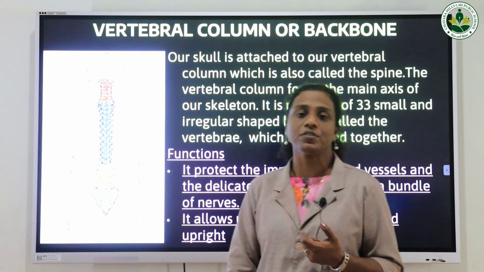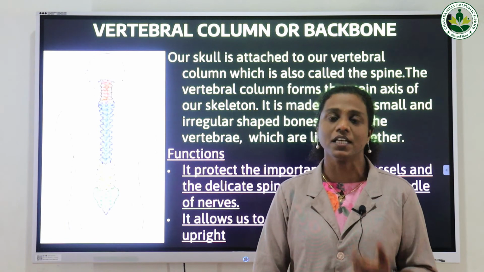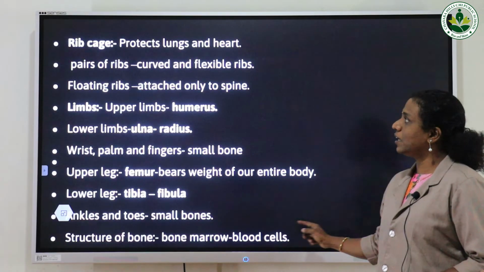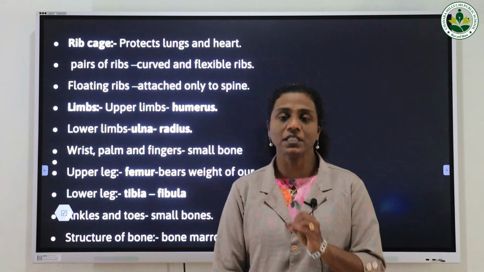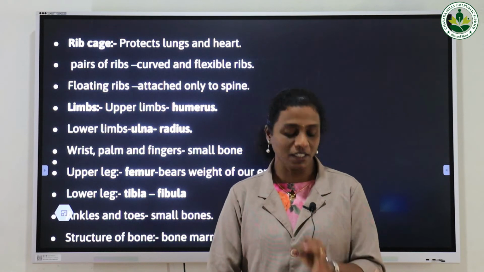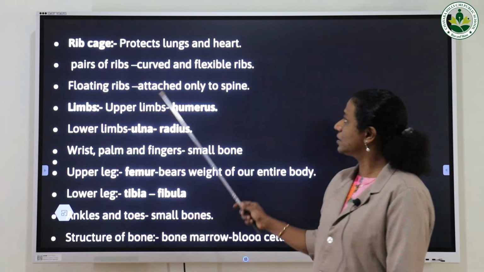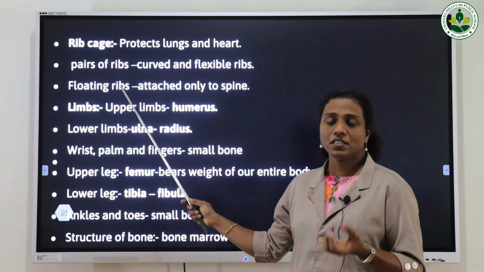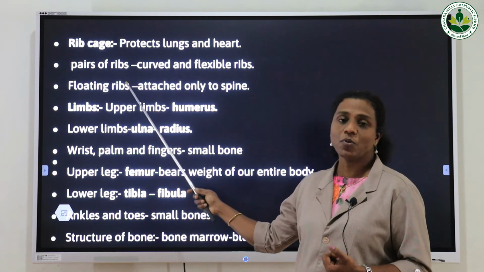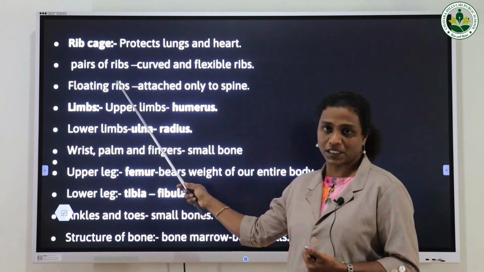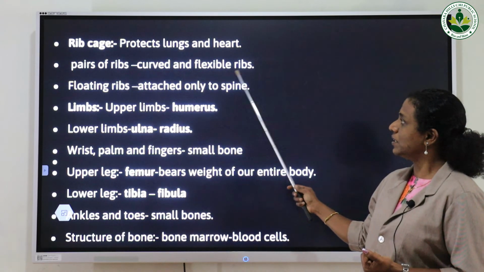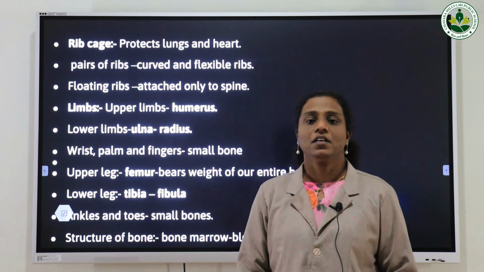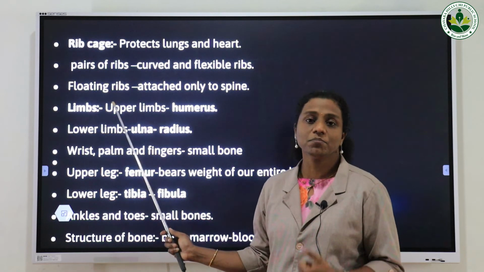In the vertebral column, another important question is: what are the functions of the vertebral column? So these are the functions, study this one. And next is about the ribcage. We completed the skull, then the vertebral column or backbone, then the ribcage. Like a cage structure, it protects the lungs and heart. A number of bones are there. They are curved, flexible bones known as ribs. Pairs of ribs, curved and flexible. All the bones are attached to the spine or backbone, and except 2, all the other bones are attached to the breastbone also.